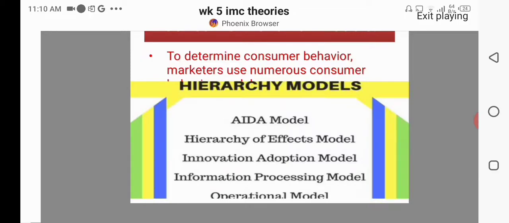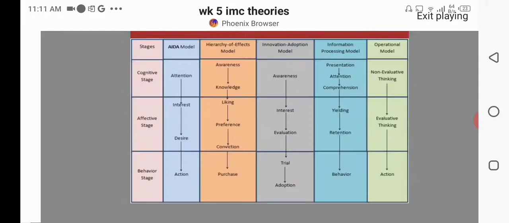The consumer behavior model is commonly used to determine how consumers behave in the market, and people use many consumer behavior models. There are 5 basic models which we will discuss here. One is the AIDA model, then the hierarchy of effects model, innovation adoption model, information processing model, and operational models. These are the common models.